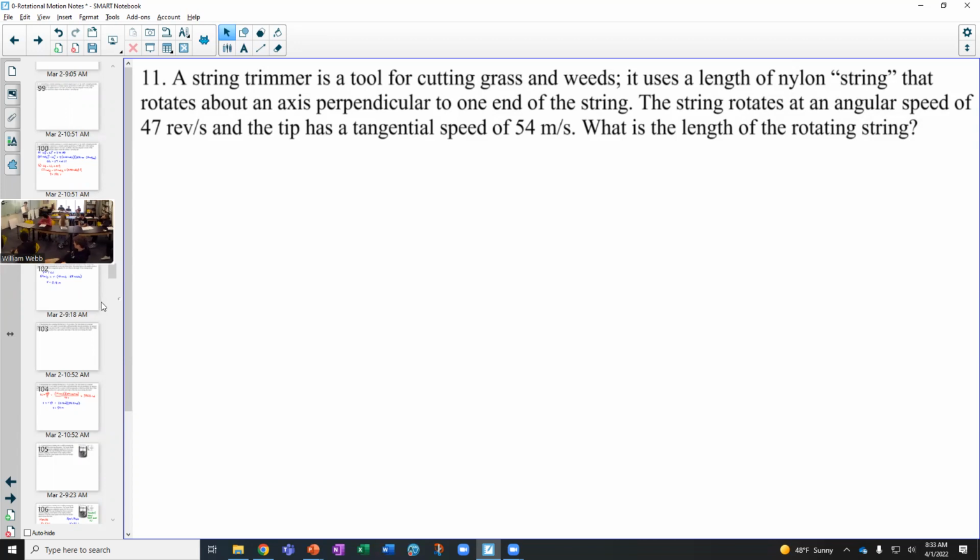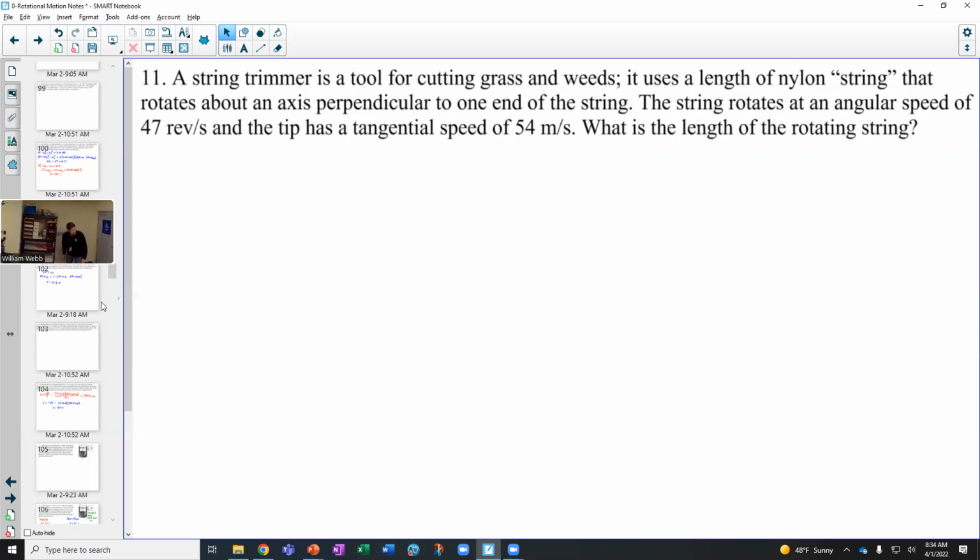So our problem wanted us to find the radius, and in order to find the radius, you took the tangential velocity over the centrifugal, or not centrifugal, angular velocity. The angular velocity was 47 revs per second, and so we just times it by 2 pi to get 295.31 radians per second, and then we just plug it into the equation, and then we get the radius is 1.727 meters.